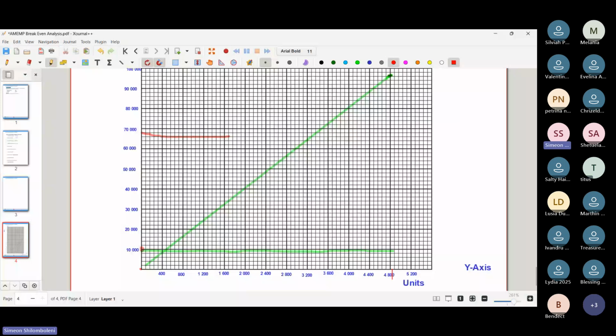So your line needs to be like this. 67 is just below 8,000. So it needs to end somewhere just below here. Yes, perfect.